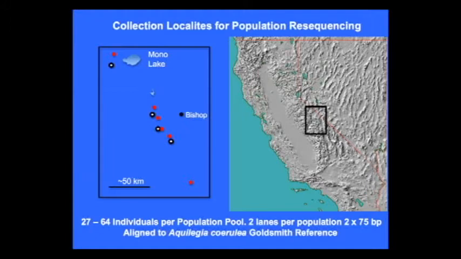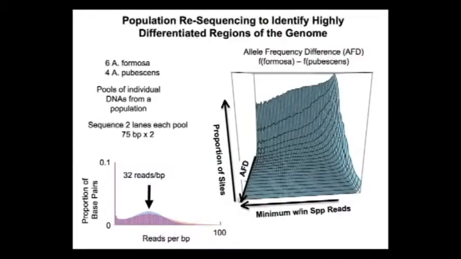And this is expanded here. We have 6 populations of formosa and 4 populations of pubescens. We took 27 to 64 individuals from each population, pooled them together, and then resequenced them to look for differences between the species. We ended up, aligning this to our reference genome, with about 32 reads per base pair, but quite a few places that still have low coverage in this analysis here.